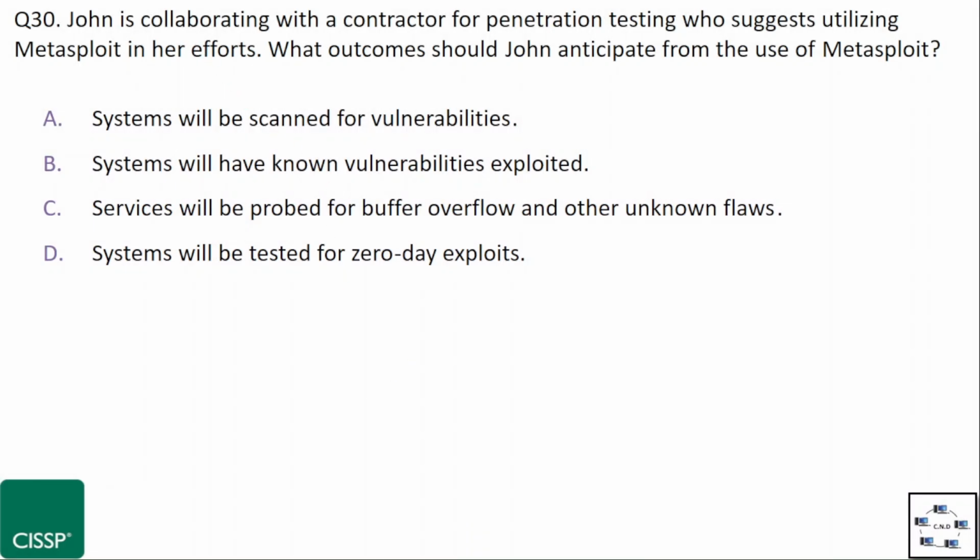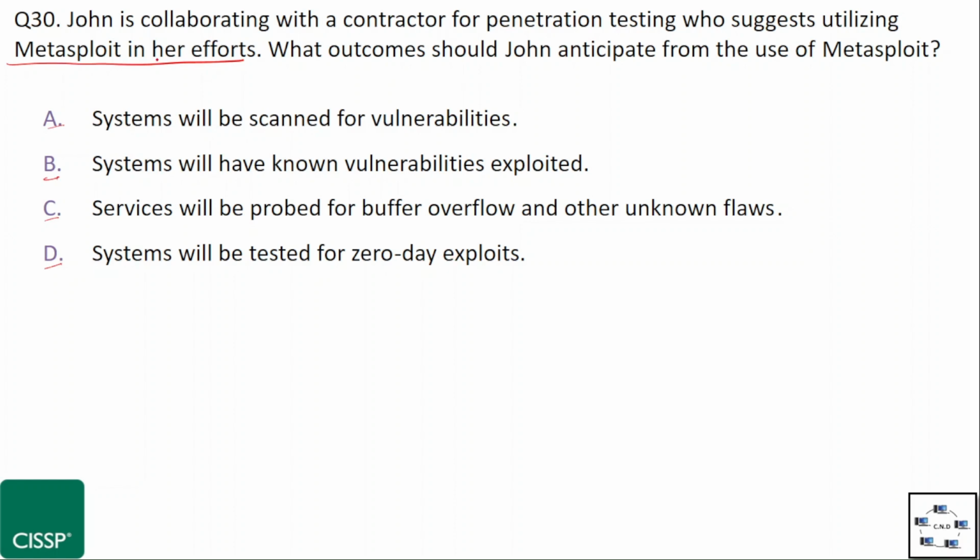Question number 30. John is collaborating with a contractor for penetration testing who suggests utilizing Metasploit in her efforts. What outcomes should John anticipate from the use of Metasploit? And the options are: option A, the system will be scanned for vulnerabilities; option B, system will have known vulnerabilities exploited; option C, services will be probed for buffer overflow and other unknown flaws; and option D, system will be tested for zero-day exploits.